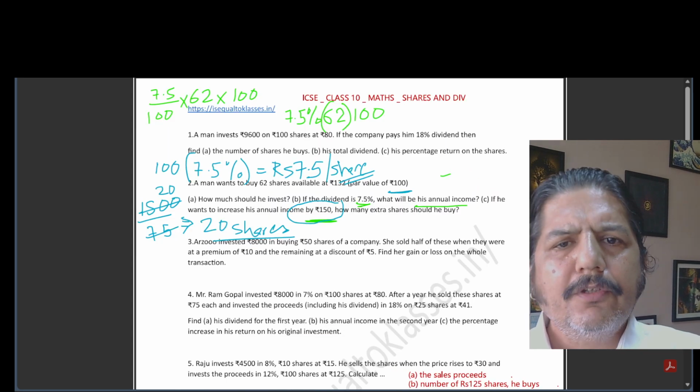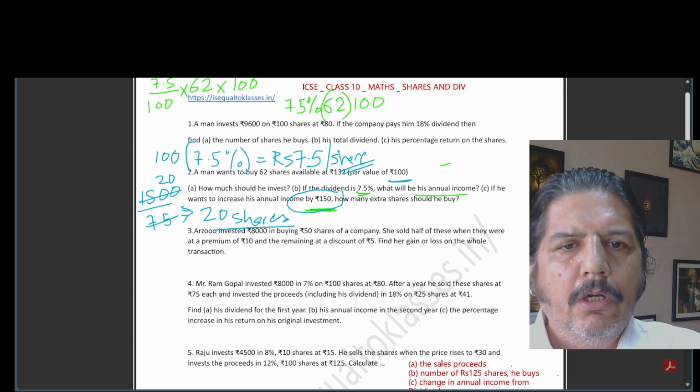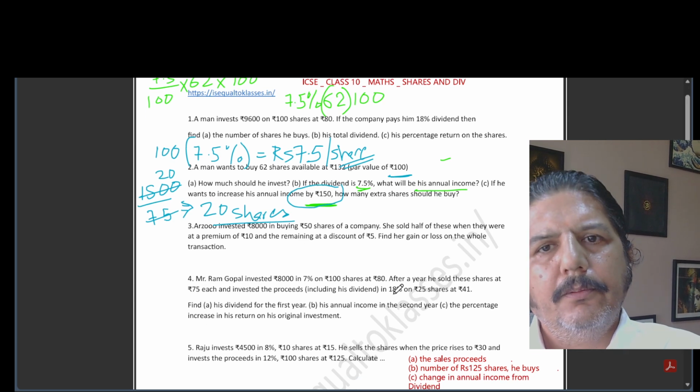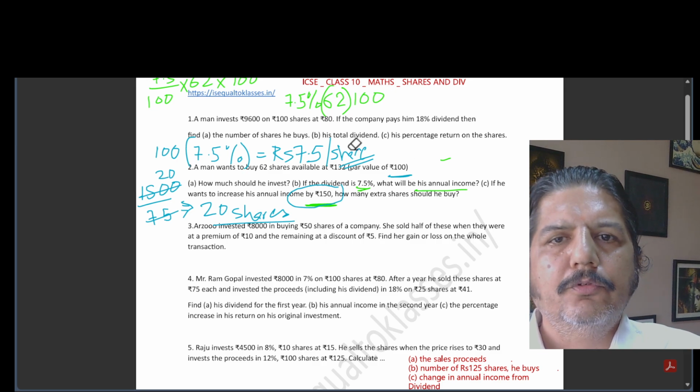So this was a simple question. We are starting with simple questions, and later we'll have some difficult questions also. I hope this question is clear. Let's move to the next question.